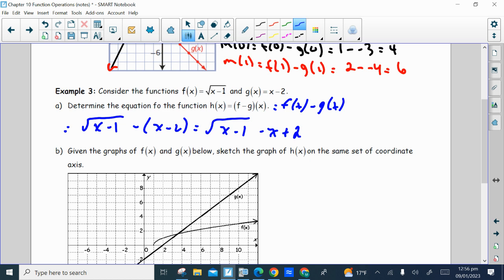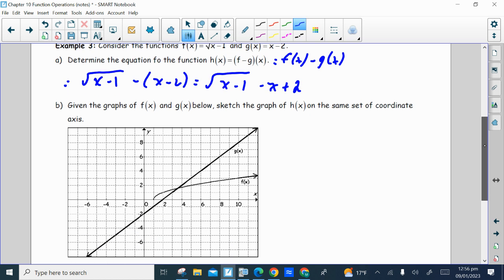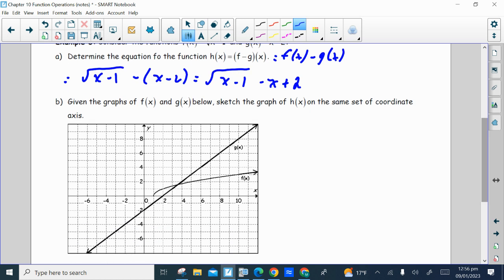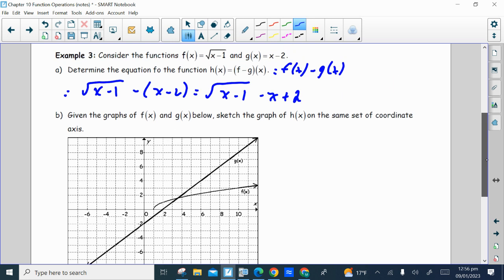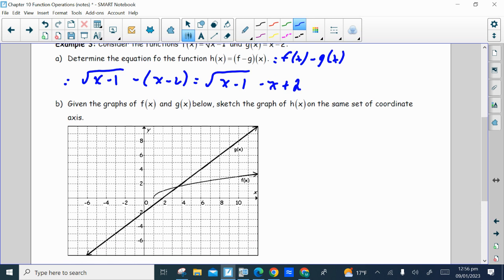So there's that equation. And again, we're given the graphs of f and g on the same set. Now we want to sketch h. And again, we have to be careful that we do it in the right order. In every case, it has to be f at x take away g at x. Also note that the graph of f at x has restrictions.